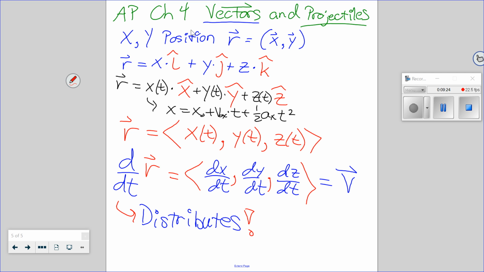Okay. Any questions? Yes, sir. X hat, y hat, z hat is what form? Parametric. I'm not sure what parametric form is, Shannon.